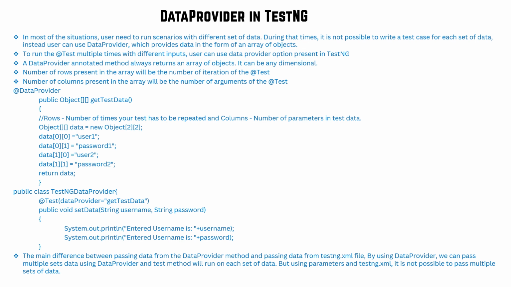It can be any dimensional. The number of rows present in the array will be the number of iterations, and the number of columns present in the array will be the number of fields you want to interact with, or the number of arguments you want to pass.